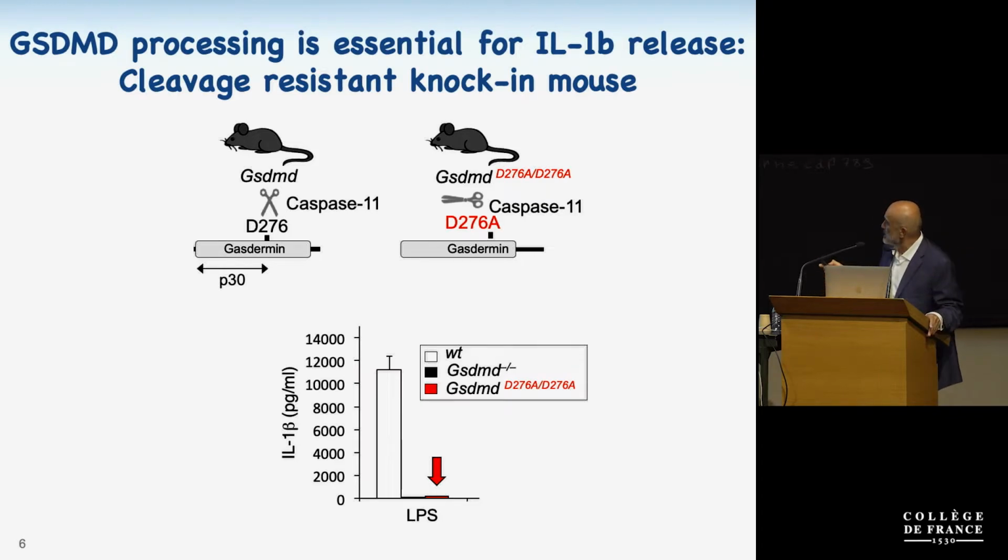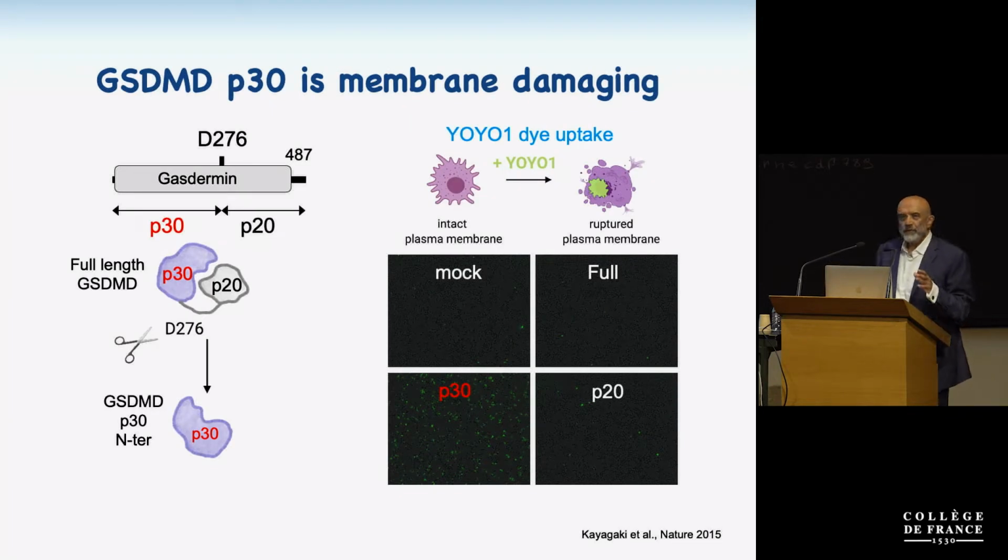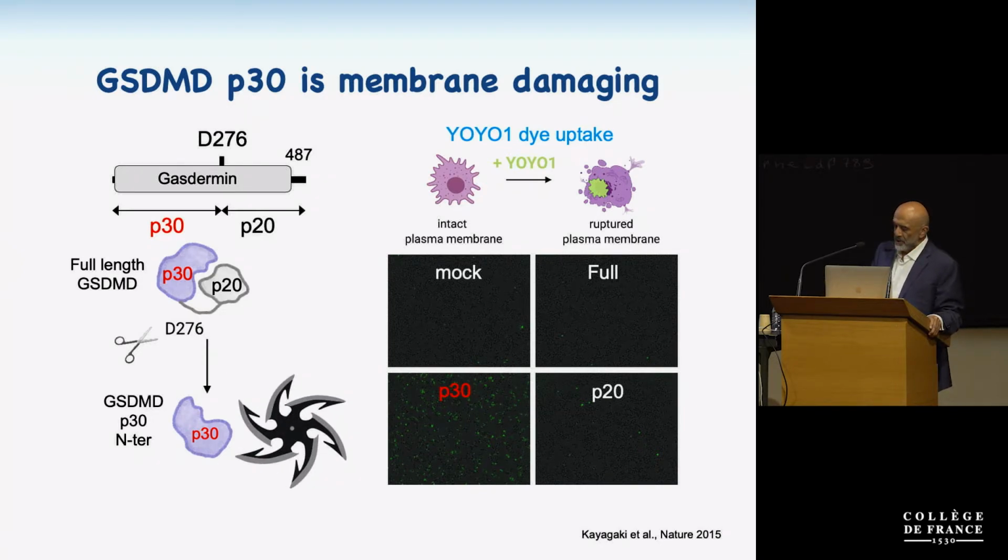You don't need statistics. So we wondered what could be the mechanism, and we thought maybe this is the way the membrane gets damaged and IL-1 beta is released, and that one of these fragments, either P30 or P20, is membrane damaging. So we expressed them individually in cells and looked for the uptake of a nuclear dye. And indeed, when you expressed P30, you shattered the plasma membrane, and a nuclear dye was rapidly taken up. So P30 is the entity that is responsible for damaging the membrane.